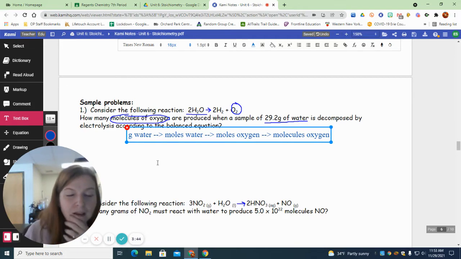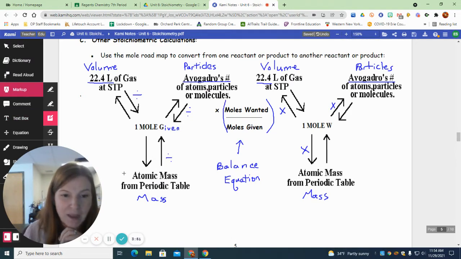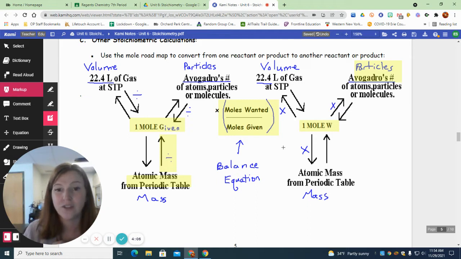Okay. So in order to solve this problem, we need to first go to our mole roadmap. Think about what's happening. We are starting with mass. We are starting here. We then have to divide by the molar mass of water to get moles of water. We're then using the mole ratio to get to moles of oxygen, and then we're going to particles of oxygen. So this is kind of our pathway that we're going to do. Divide by the molar mass of water, use the mole ratio, multiply by 6.02 times 10 to the 23rd. That is the plan, okay?